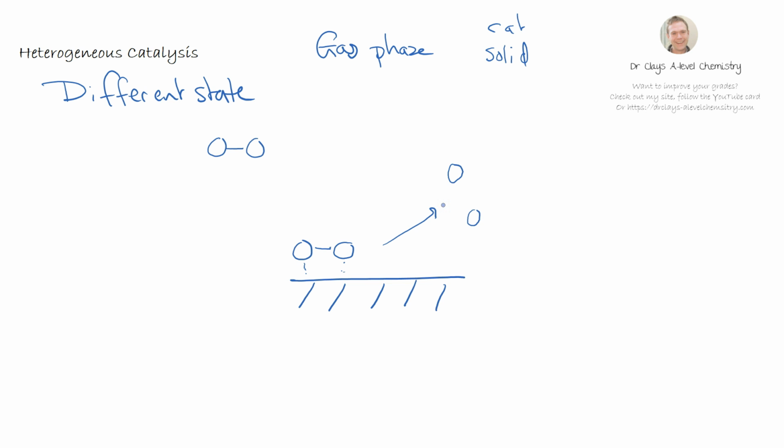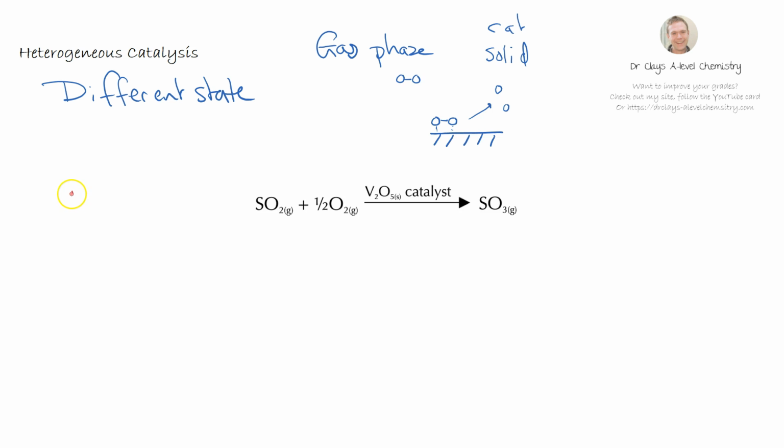As far as the AQA is concerned, we're really interested in knowing two specific heterogeneous catalytic reactions and the idea that we're looking at catalysis in different states. Our first example then comes from the contact process, which is the process we use to make sulfuric acid, and it's the reaction between sulfur dioxide and oxygen to make sulfur trioxide, which we catalyze using vanadium oxide.